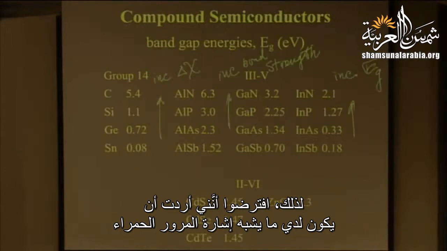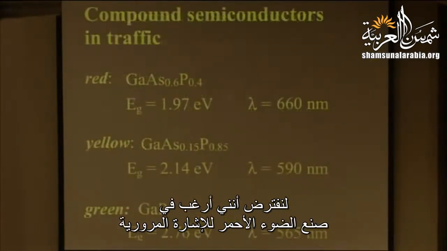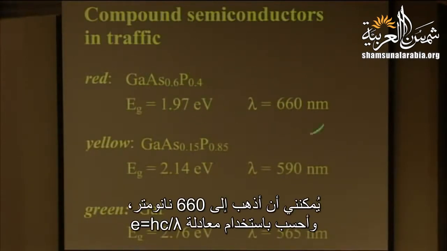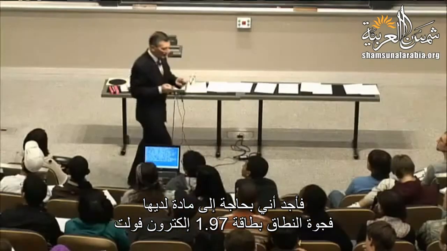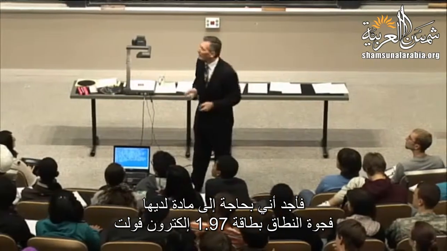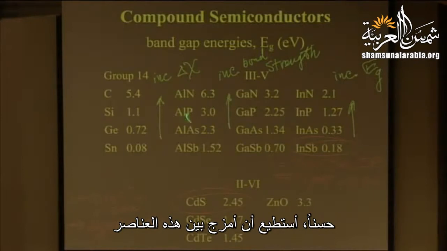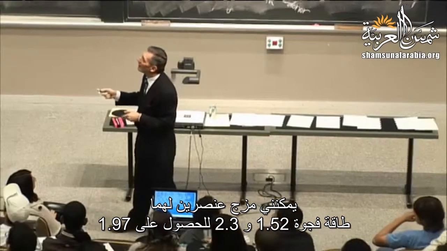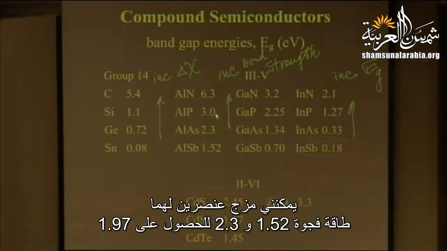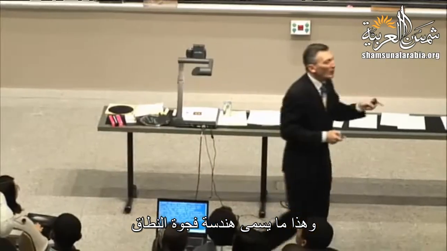So suppose I wanted to have something like a stoplight, and I wanted to make a red light. Well, I can go backwards from 660 nanometers, use E equals hc over lambda, and calculate that I need a material with a 1.97 electron volt band gap. I look on here and there's nothing that's exactly 1.97. Well, I can mix these things. I can mix something that has 1.52 with 2.3 and get 1.97. That's called band gap engineering.